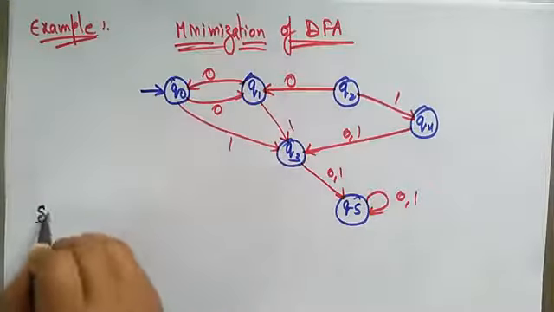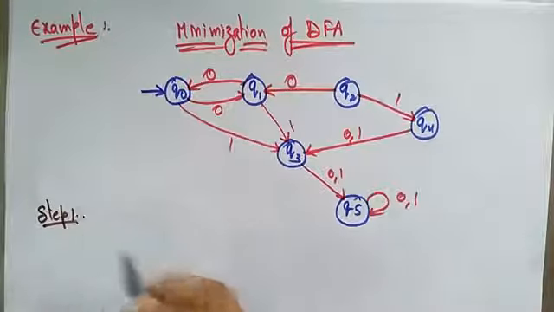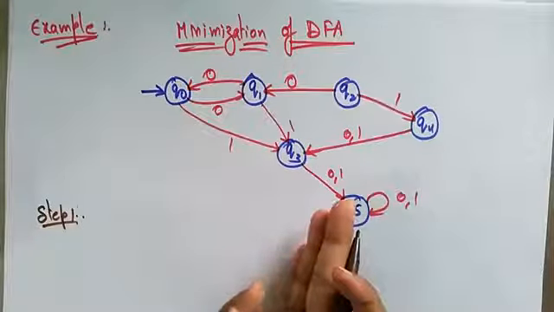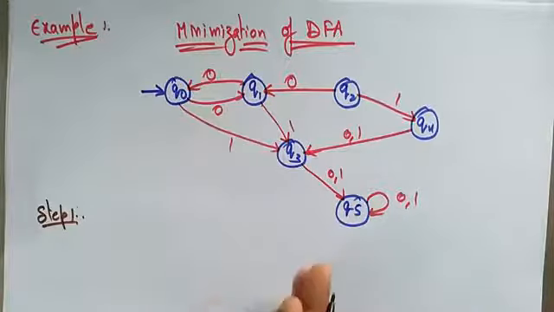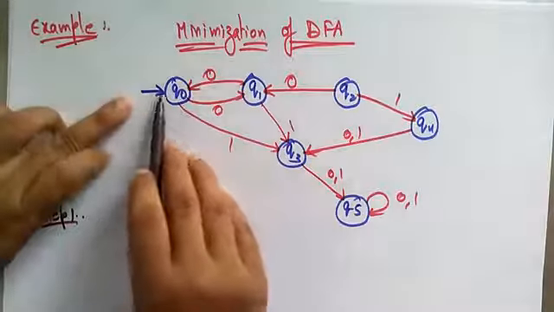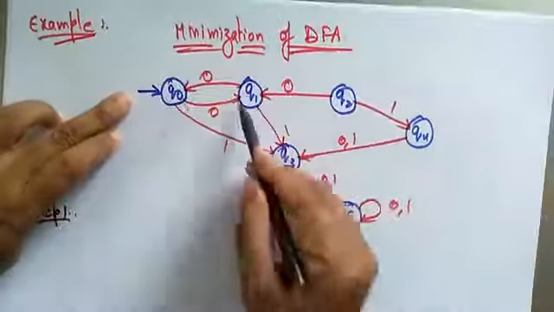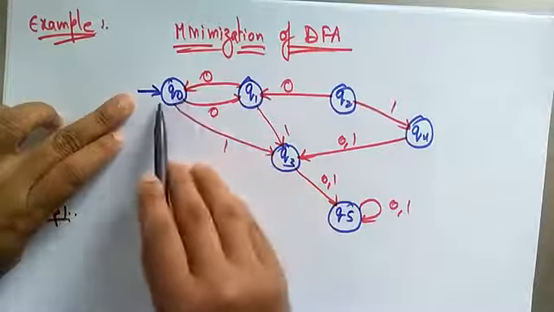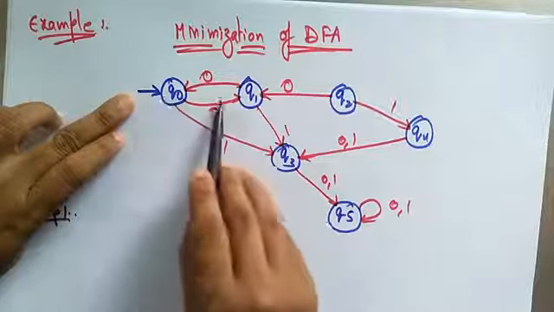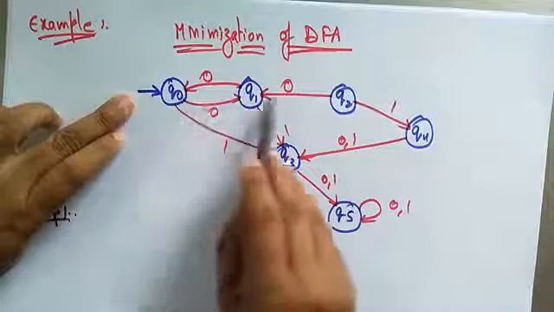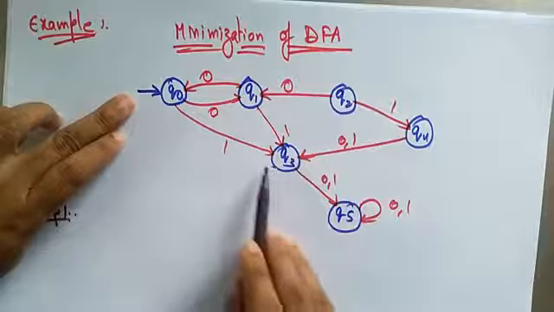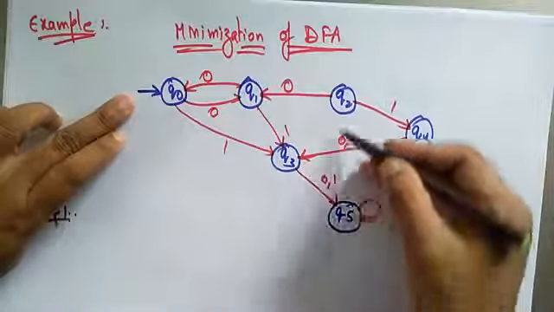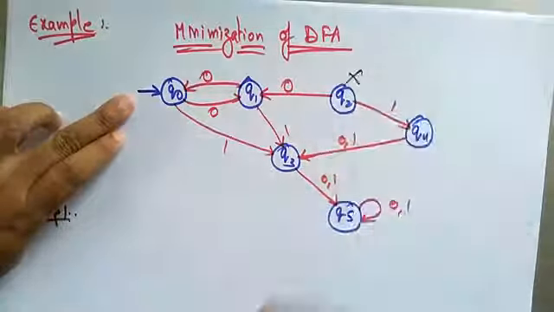So what is the first step? In a given DFA, I need to remove the unreachable states. Whatever states are unreachable from the initial state have to be removed. So check: from Q0, I'm reaching Q1. How am I going to reach Q2? Here I'm not going. From this also I'm not going to Q2, and from here also I'm not going to Q2. So Q2 is unreachable.